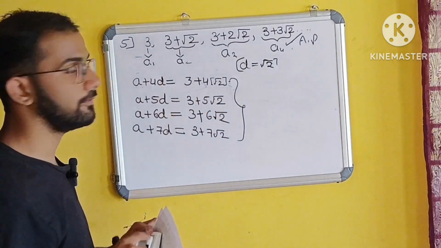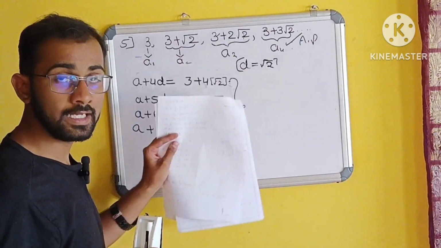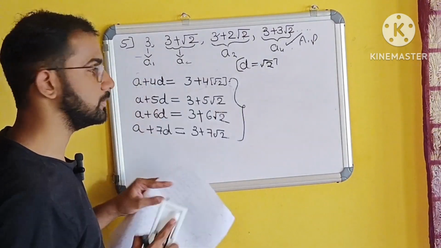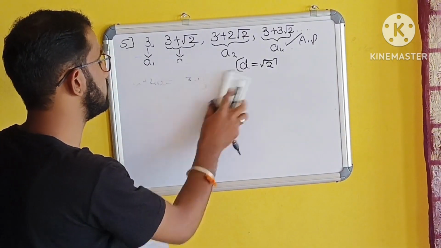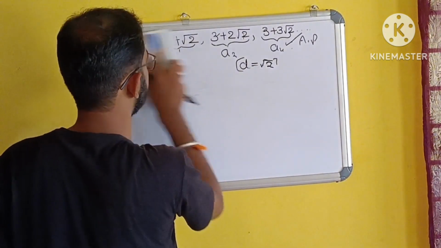So like this we have to check whether a given sequence is in arithmetic progression or not. If it is in arithmetic progression, then we need to write these four terms. Next, let's move on to the next example, that is the sixth question.